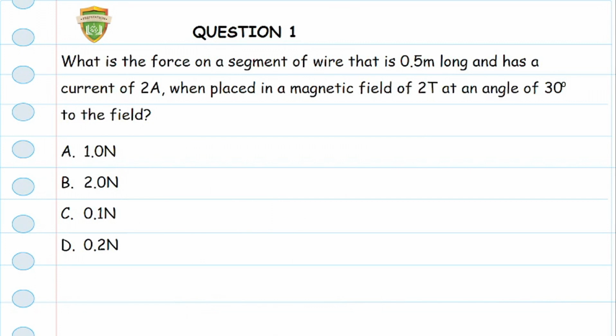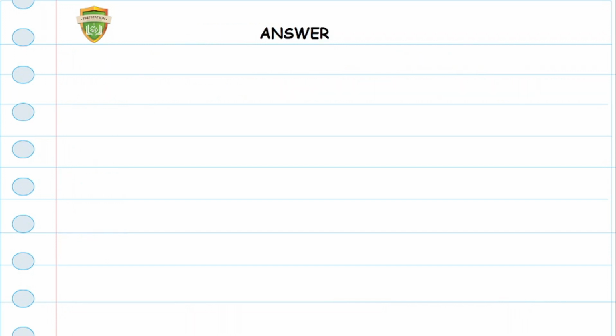Question 1. What is the force on a segment of wire that is 0.5 meters long and has a current of 2 amperes when placed in a magnetic field of 2 teslas at an angle of 30 degrees to the field? Now, the first thing we're going to do is get all our parameters, and we're given 4 of them. We're given the magnetic field strength, represented by B, which is 2 teslas, the length of 0.5 meters, the angle, which is 30 degrees, and finally the current, which is 2 amperes.